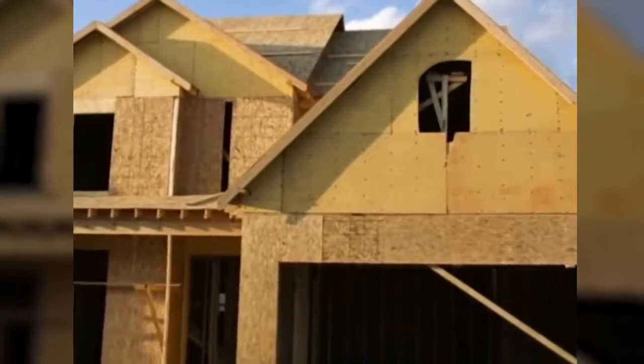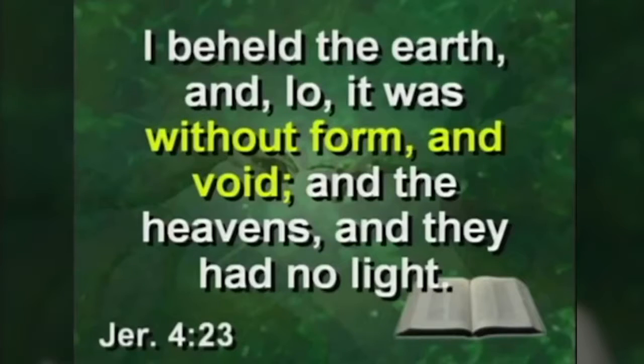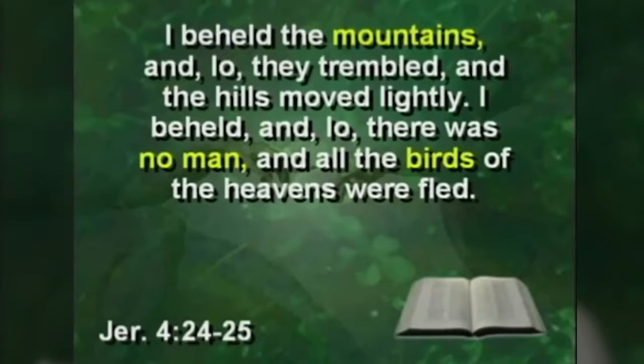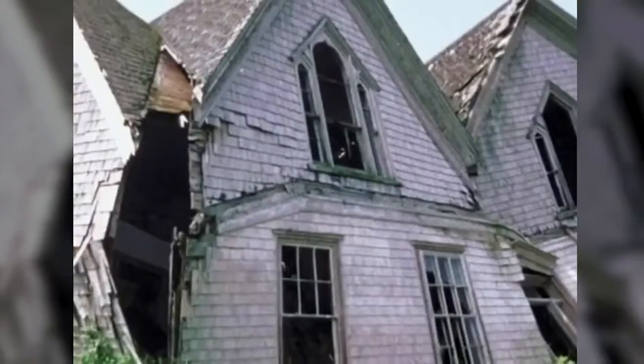This house, for instance, is unformed and unfilled. Nobody's living in it. But it's not destroyed. Unformed and unfilled doesn't have to mean destroyed. Now, there is a verse in Jeremiah that uses the same phrase, without form and void. In this case, the Jeremiah passage is talking about a city that has been destroyed. He looked at the mountains, they trembled, the hills moved lightly, there was no man, the birds fled. This can't be talking about the creation. The birds weren't made till day 5. This is talking about a city that's been judged. This passage has nothing to do with the creation. This house also is unformed and unfilled, okay?